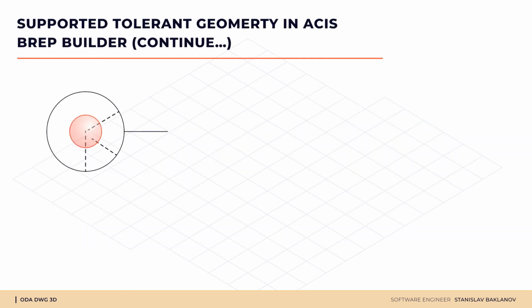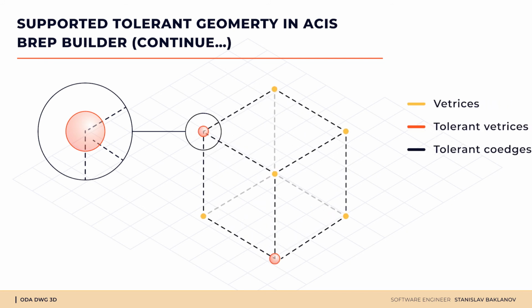Another example is a cube with gaps in loops. If loop has a gap, ACES BREP Builder creates a T-vertex in gap position, and tolerance for this T-vertex will be enough to close this gap. Of course, complicated cases have two issues: gaps in loops and edges not on faces. In these cases, ACES BREP Builder will use T-edges, TCO-edges, and T-vertices together to create a valid ACES body.